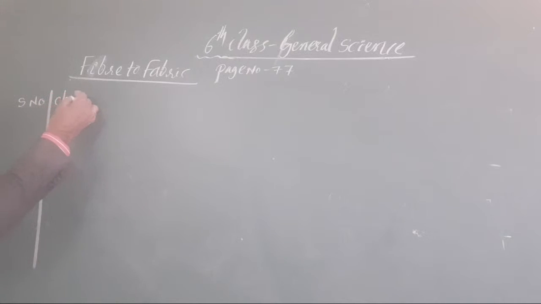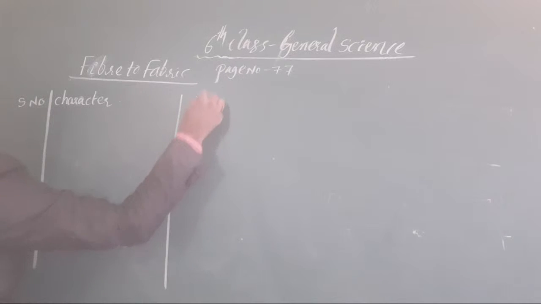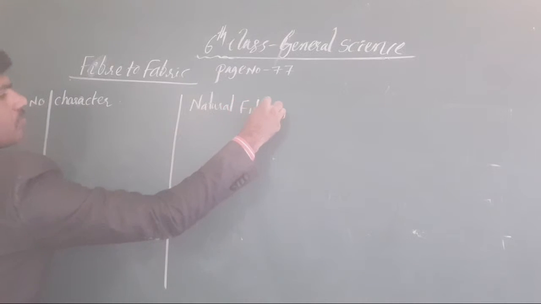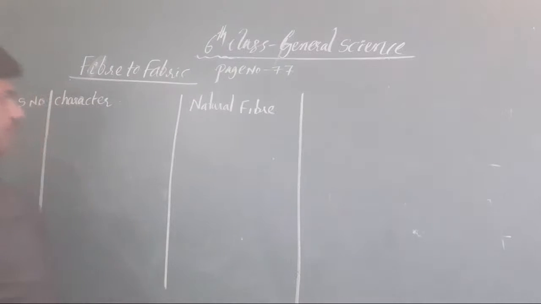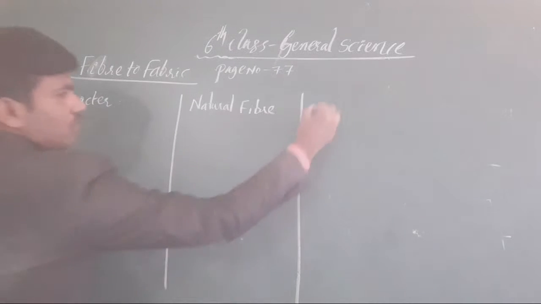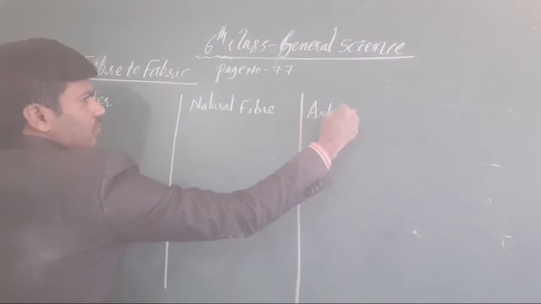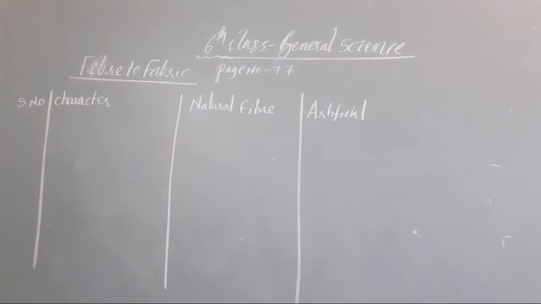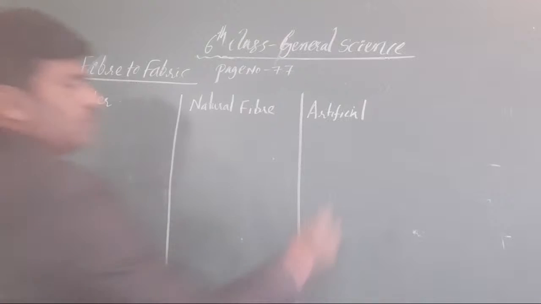What characteristics do we have to take here? Okay, now for our characteristics, how it is for natural fiber, and how it is for artificial fiber. It is for natural fiber. And the next, it is taken for what? Artificial fiber. Clear or not, all the students? What is the next? Artificial fiber.